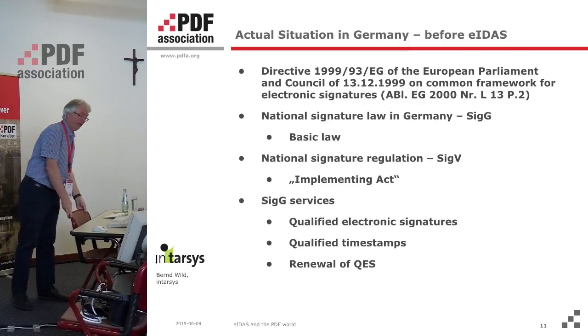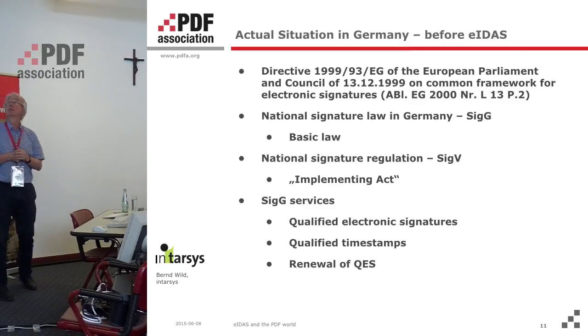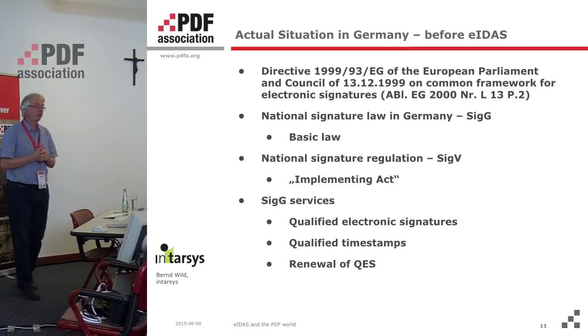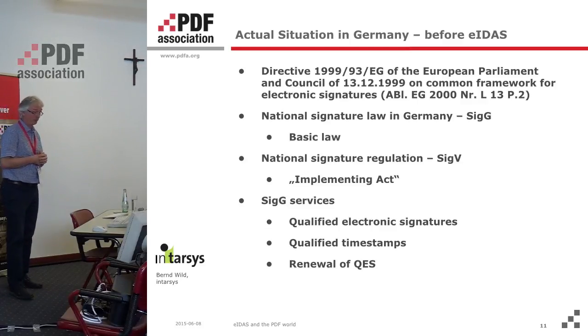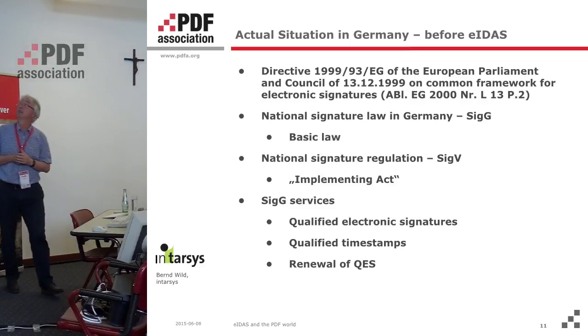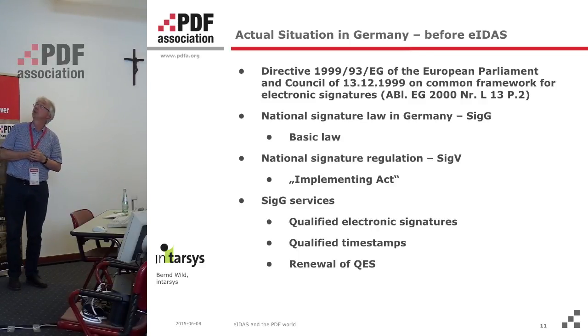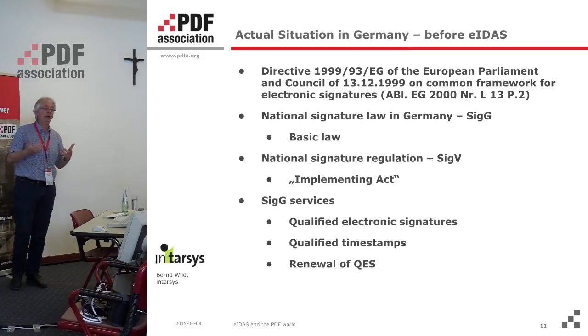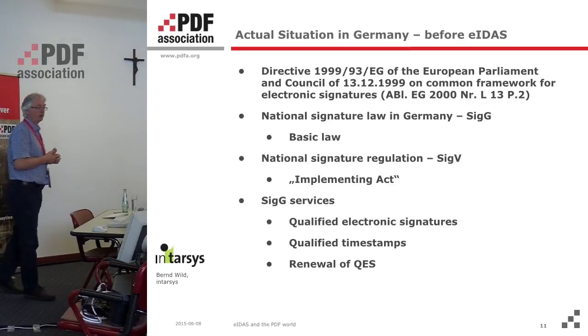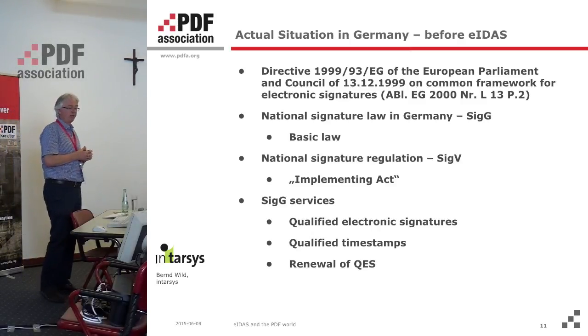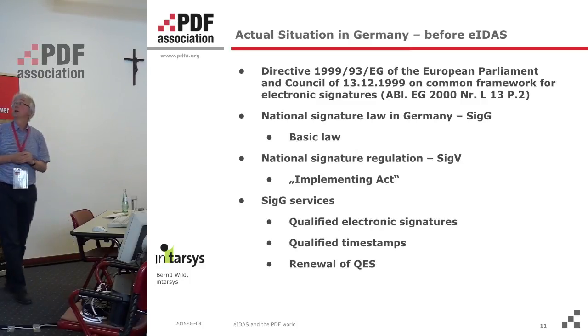Right, the actual situation in Germany, just before eIDAS, that means now, is that we still rely in our legal regulation on the Directive 1999 of the EU. Most of the text of this regulation from the EU is influenced by the German legislation from that time. And we have this national law in Germany, the so-called signature law, or basic law, and additional implementing acts called Signaturverordnung. These rules regulate specific services in Germany, especially how to deal with qualified electronic signatures, with qualified timestamps, and also with the renewal of qualified electronic signatures. These services are regulated. Other trust services are not regulated.